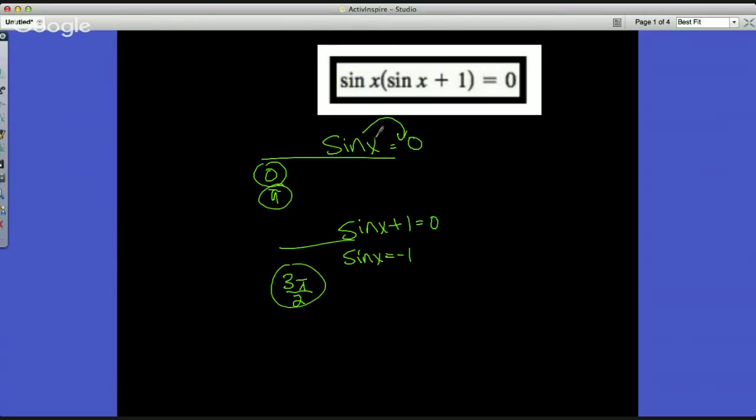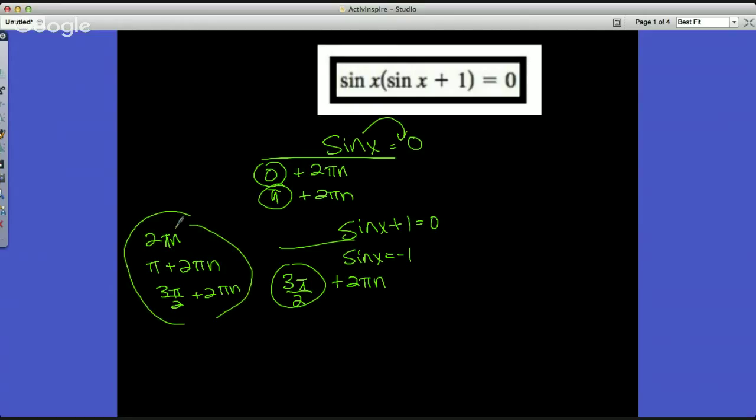Because there's nothing attached to x, the period is just 2 pi over b, in this case just 2 pi. So I'm going to add 2 pi n, which is the period, to each of these 3 answers. So 0 plus 2 pi n, which is just 2 pi n, then pi plus 2 pi n, and 3 pi over 2 plus 2 pi n. Those 3 answers would be the answers going forward.